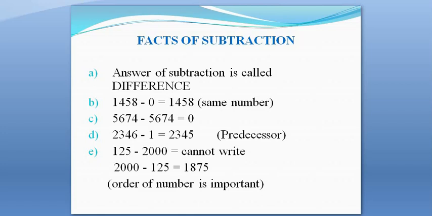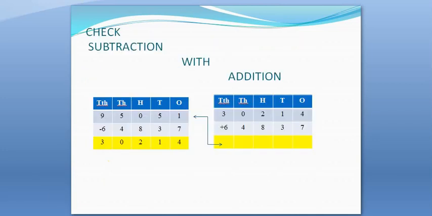Let us see. We have to write the bigger number first when we subtract. Order is important while we are subtracting. 2000 minus 125 gives us 1875. We cannot write 125 minus 2000. So the bigger number goes on top and the smaller number after it. Then only we can subtract. Let us move forward. Now we have to check subtraction.